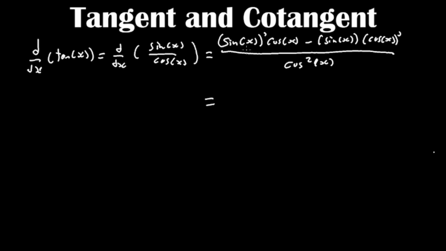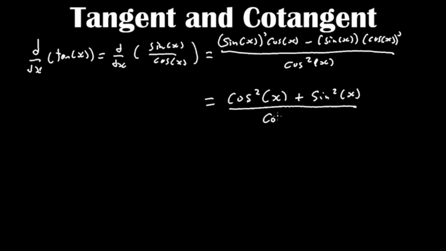So derivative of sine we know is cosine. So this becomes cosine times cosine is cosine squared of x. Minus, we know cosine differentiates to minus sine. So this becomes sine squared and the minuses cancel. So plus sine squared of x, all divided by cosine squared of x.